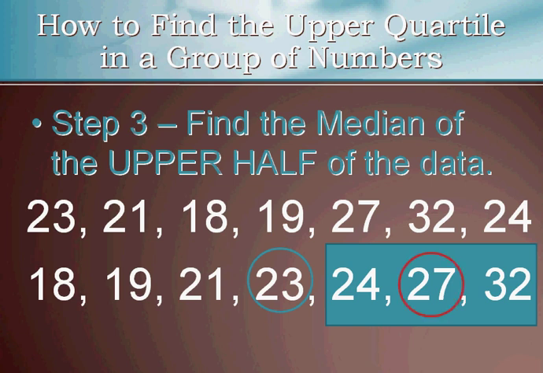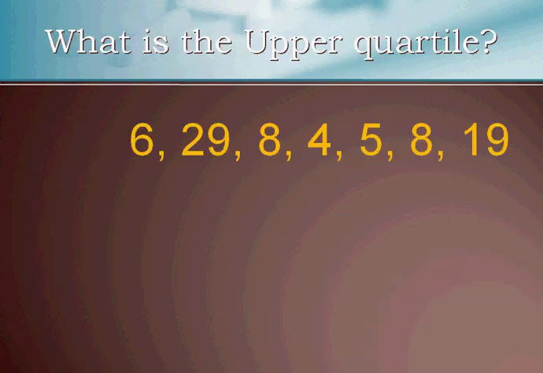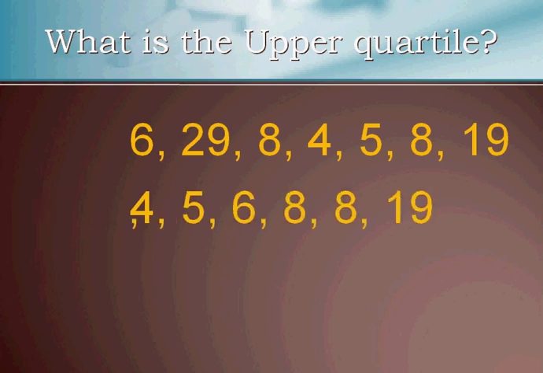Set of numbers, put the numbers in order least to greatest. Find the median, which separates the data into two halves. For the upper quartile, we'll be dealing with the upper half, and we find the median of the upper half, which is 19.